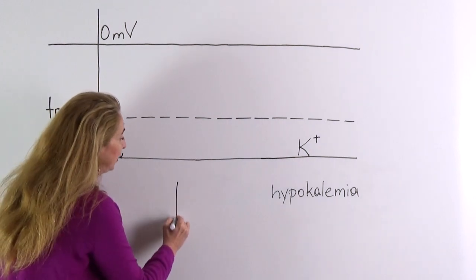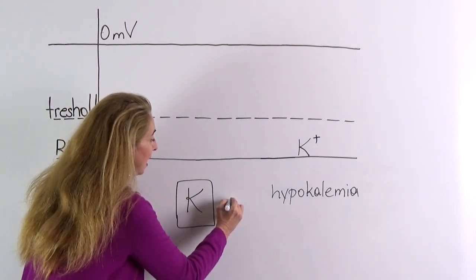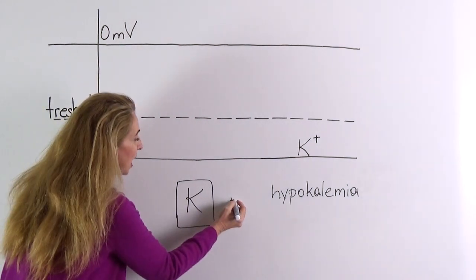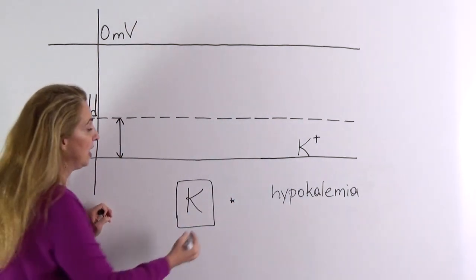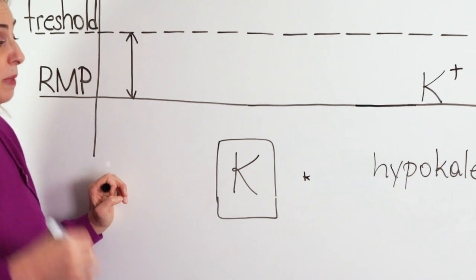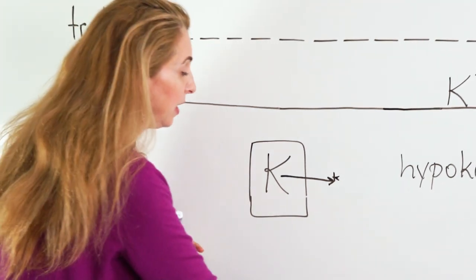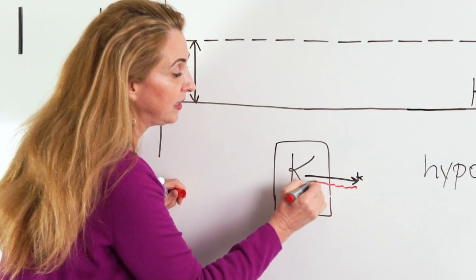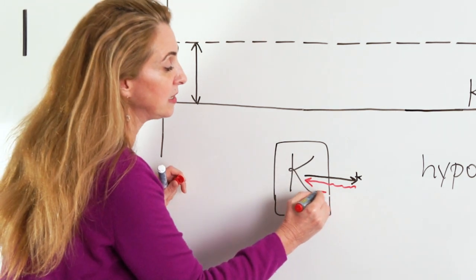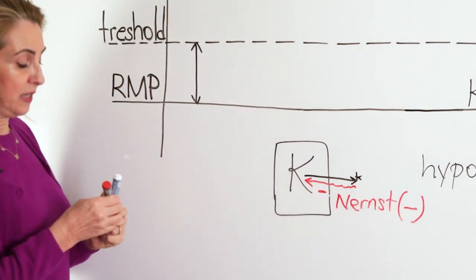Let's examine it in a small figure here in an excitable cell. There is high potassium in the cell and low potassium outside the cell. If we decrease the potassium concentration outside the cell even more, the concentration difference between inside and outside is going to be even bigger. So the concentration force that pushes potassium outside is going to be bigger, which means the Nernst potential that can balance this effect is also going to get bigger. Bigger means a more negative Nernst potential.